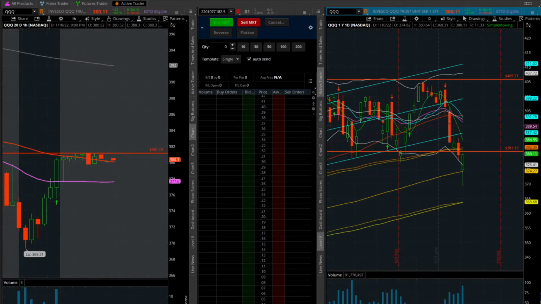Taking a look here at the broader markets. What I have pulled up on the right side of my screen is the triple Qs, the NASDAQ 100 ETF. That's going to be the daily chart. On the left side of my screen is the chart I'm using to monitor my day trades. That's going to be the 1 hour time frame.